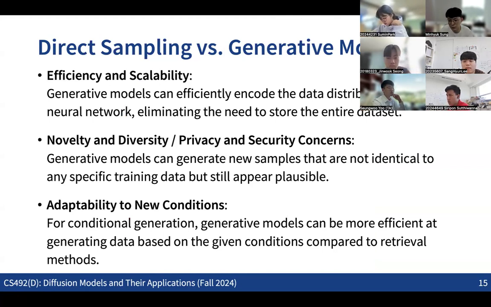That means that our network has the information about billions of images, compressing all that information into the neural net parameters. So in terms of that, we are compressing all the information into the neural net parameters. There can be some advantages in terms of efficiency and scalability. Also, our generative models will be able to produce images that are not really present in our training data set, not exactly the same, but still realistic and plausible images.